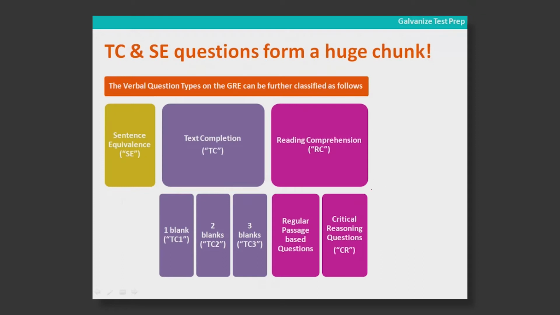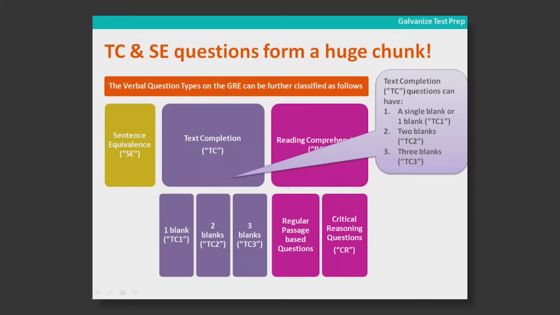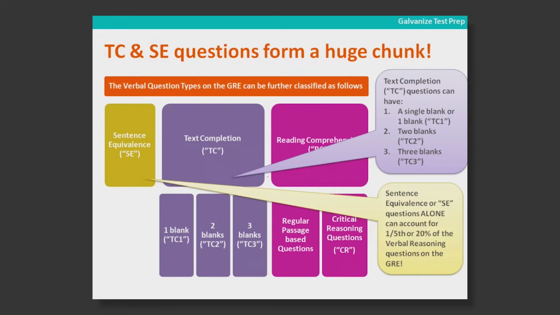So just to give you an idea of exactly how important the TC and SE questions are in terms of how it's going to reflect on your verbal score, you would notice that there are 3 types of TC questions. Well, there's the kind with 1 blank, there's the kind with 2 blanks, and the kind with 3 blanks. On top of that, you also have sentence equivalence question types where there's only 1 blank, and you would have to come up with 2 correct answer options for that blank.